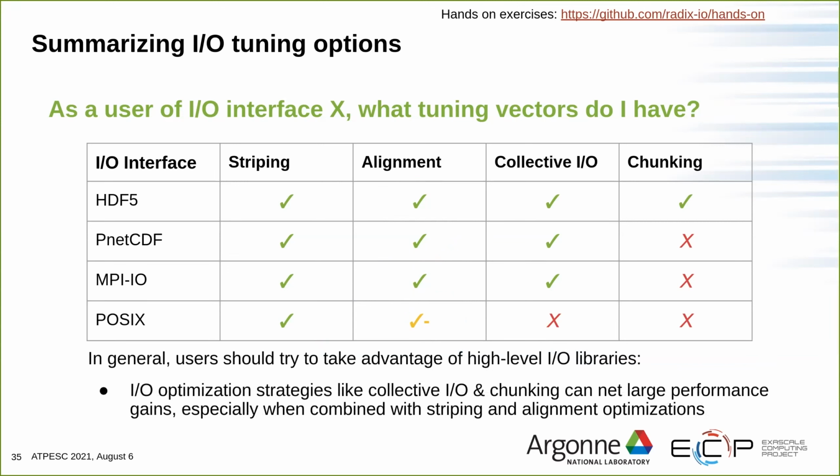Just generally speaking, I think we would suggest users try to use high-level IO libraries as much as possible, where possible. Collective IO and chunking, as we've seen in the previous examples, can give you really large performance gains, and they do so with minimal effort on your part. There might be a little bit of research on your part to find out how to set those particular settings, but you're obviously not having to go through the complete engineering task of writing those things, which is great.